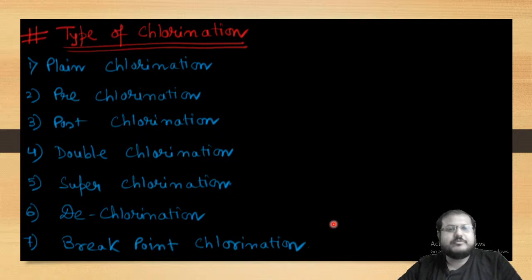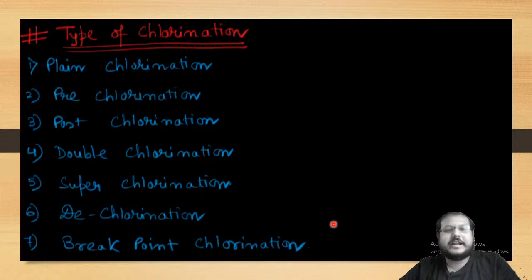Dechlorination is the removal of chlorine from water. This removal of chlorine is done by applying certain chemicals from outside. Those chemicals are called dechlorinating agents. As an example, sodium thiosulfate, Na2S2O3.